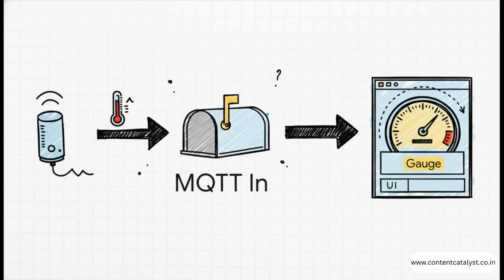Your actual physical temperature sensor is out there publishing its readings to a different topic, say sensor temp. Back in your Node-RED flow, you have an MQTT in node that is subscribed to that exact topic. It's just listening. And the moment a new temperature reading comes in, it grabs it and passes it right over to that gauge node on your dashboard, which updates instantly.